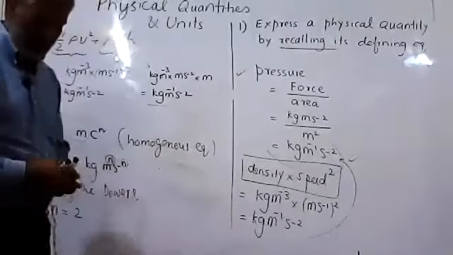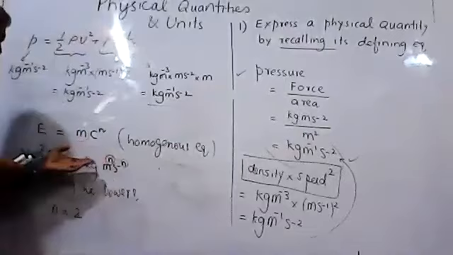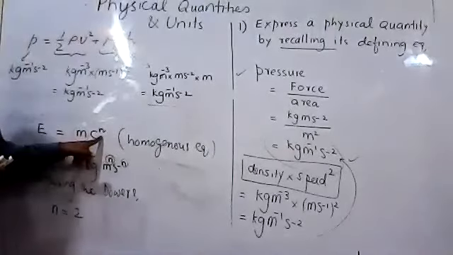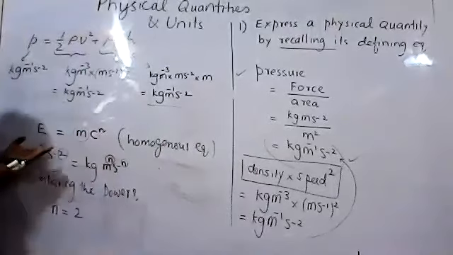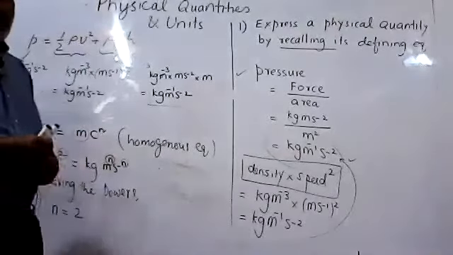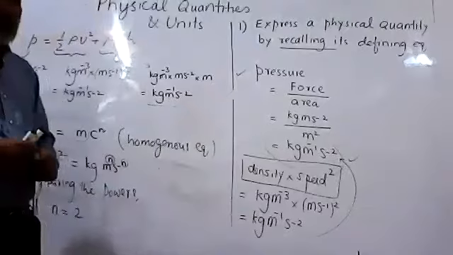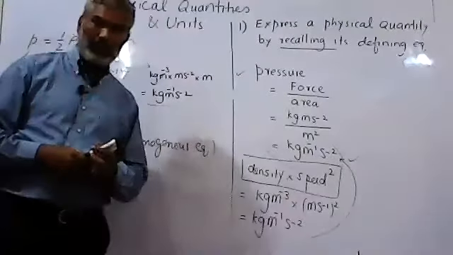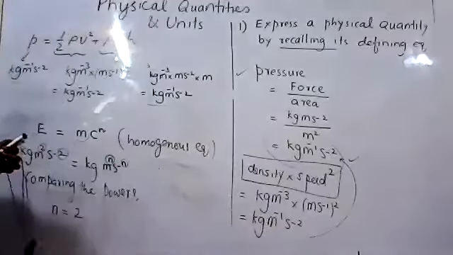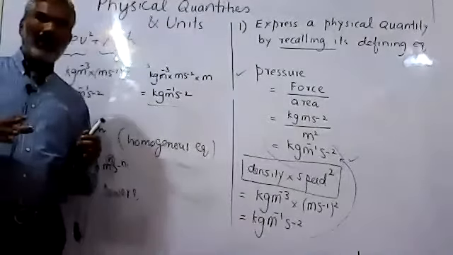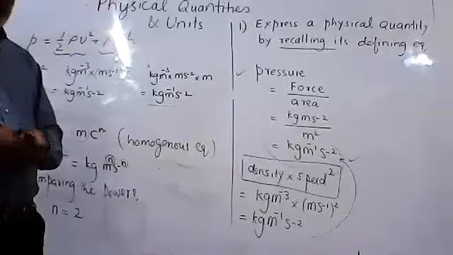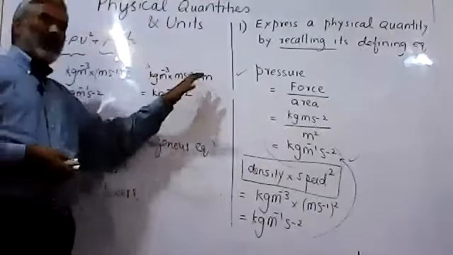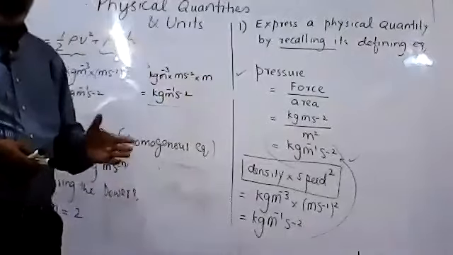So in homogeneous equations, it's easy to see what is the power of a quantity if it is an unknown power, and this is done by comparing the powers of the base quantities, the dimensions of the physical quantities in the homogeneous equation. So this completes one part of our discussion. This completes the discussion on the physical quantities, the base quantities and derived.